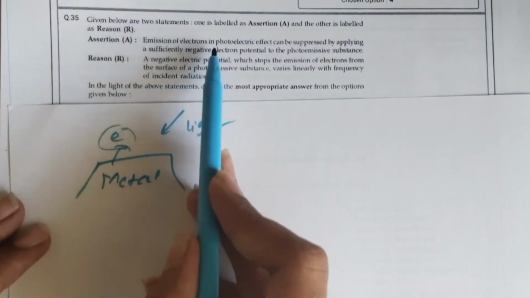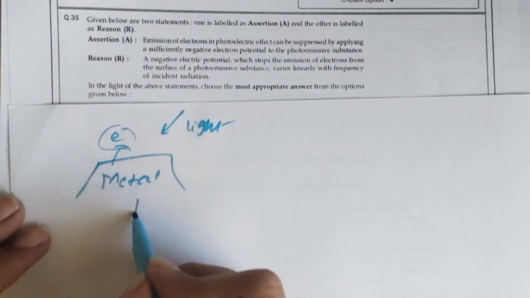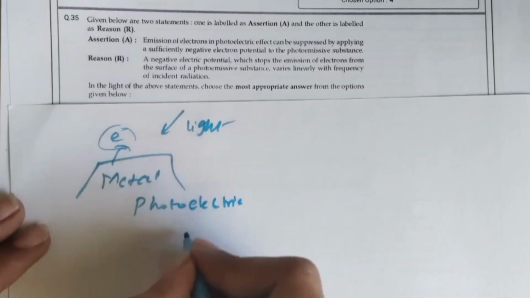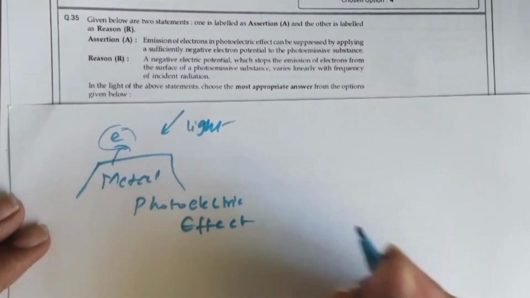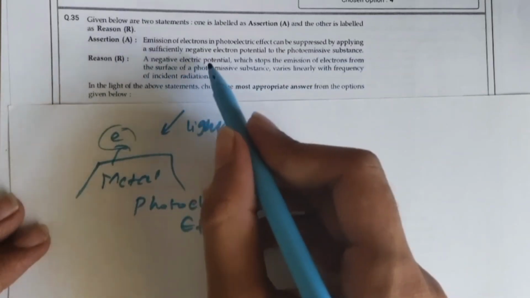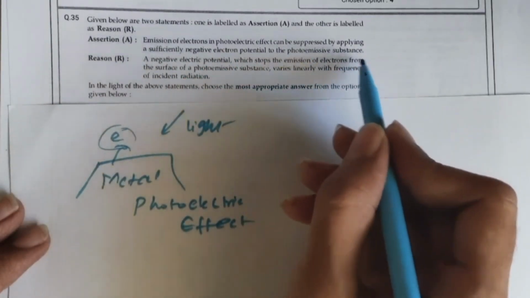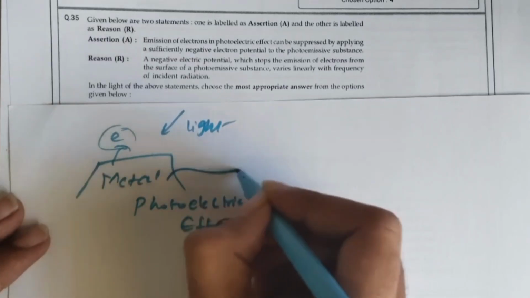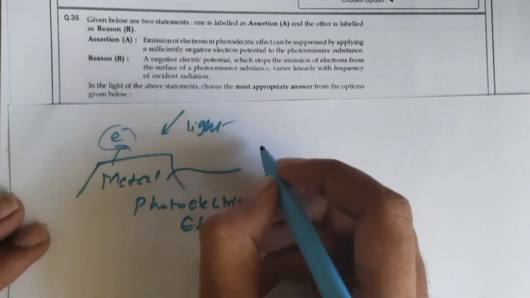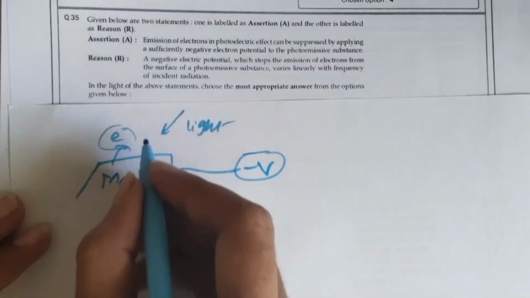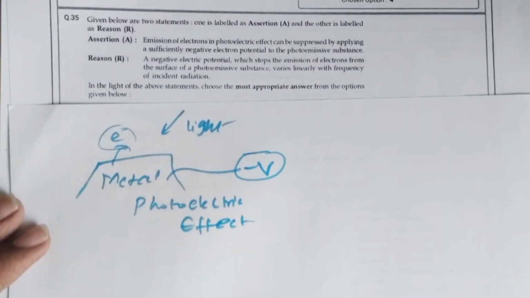So he was telling that emission of electrons in photoelectric effect, and this effect is called photoelectric effect, right? We all knew that. It can be suppressed by applying a sufficiently negative electron potential to the photoemissive substance. So if we apply some negative electron potential, then the electron emission will be stopped.